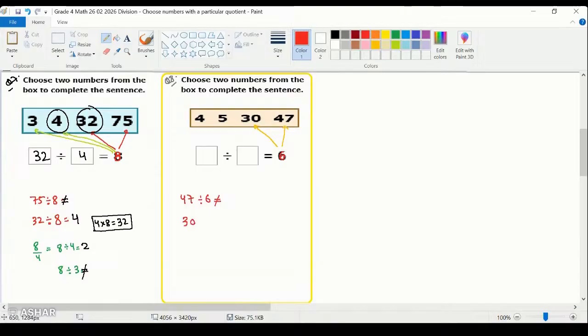30 can be divided by 6, right? It comes out to be 5. So we can say 6 times 5 is also 30. Agreed? But if the number was smaller than 6, we do the other way around. We say 6 was divided by 5, which is not a perfect number, and 6 was divided by 4, that is not a whole number, right? So the two numbers that we can say is 30 and 5. When 30 is divided by 5, we get 6 as the quotient.